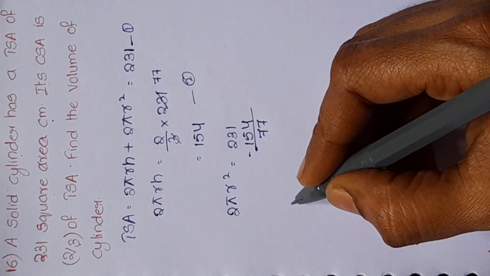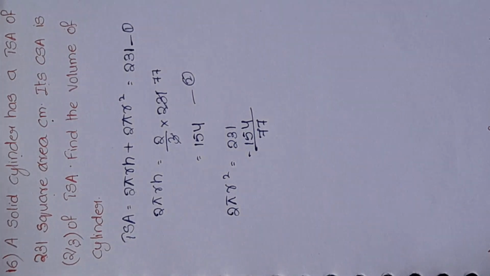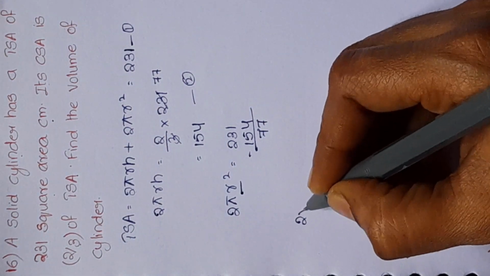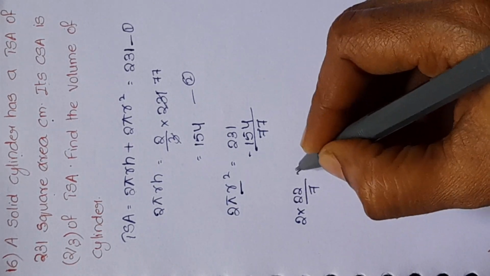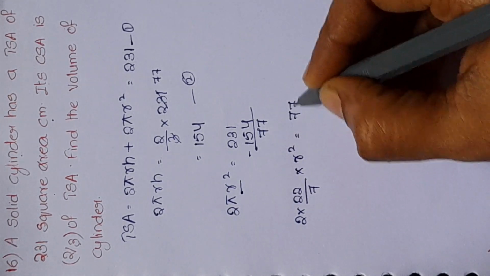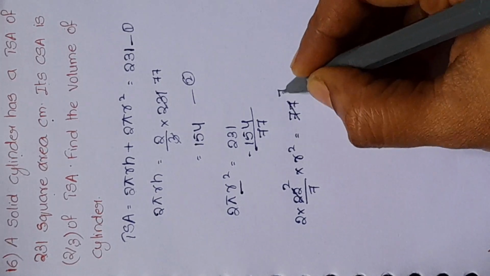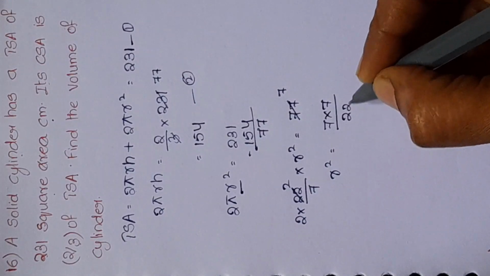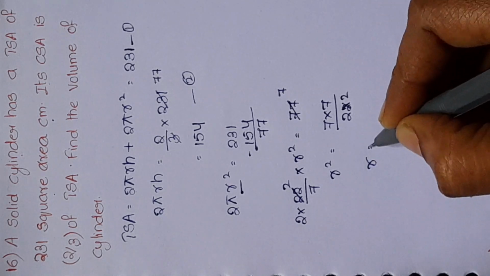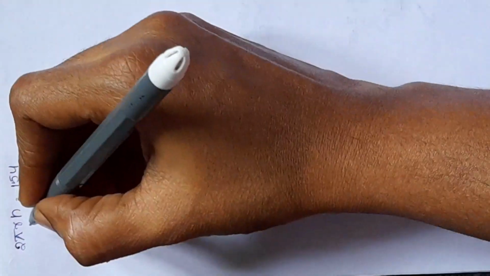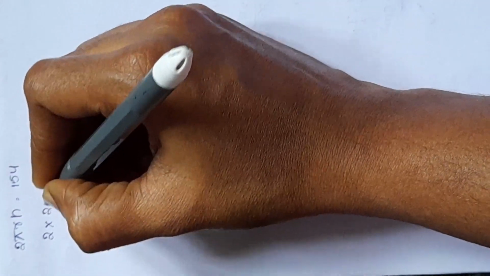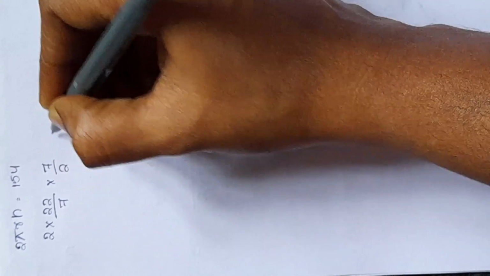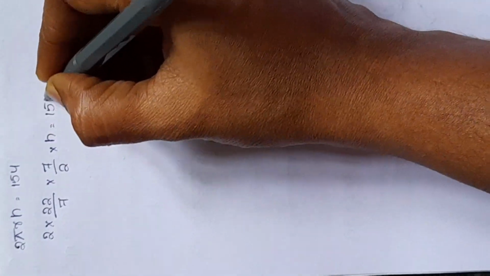From this we can get the value of r. 2 into 22 by 7 into r square is equal to 77. 11 twos, 11 sevens, r square is equal to 7 into 7 by 2 into 2. R is equal to 7 by 2 centimeters. Now 2 pi r h value is 154. 2 into 22 by 7 into r value 7 by 2 into h is equal to 154.